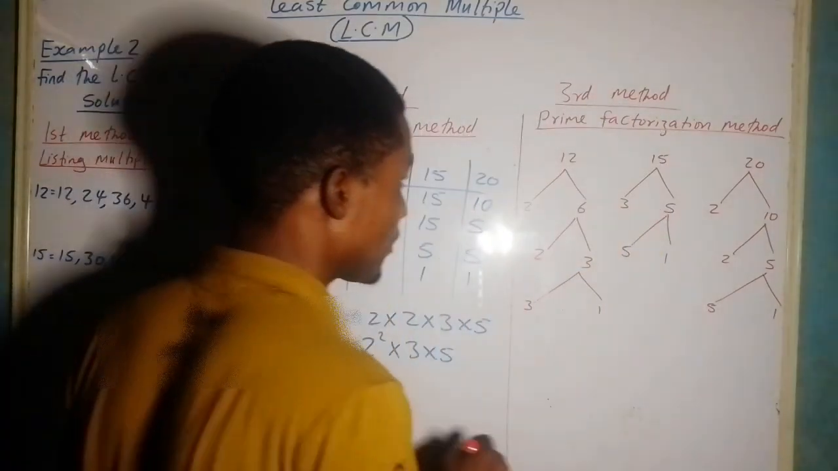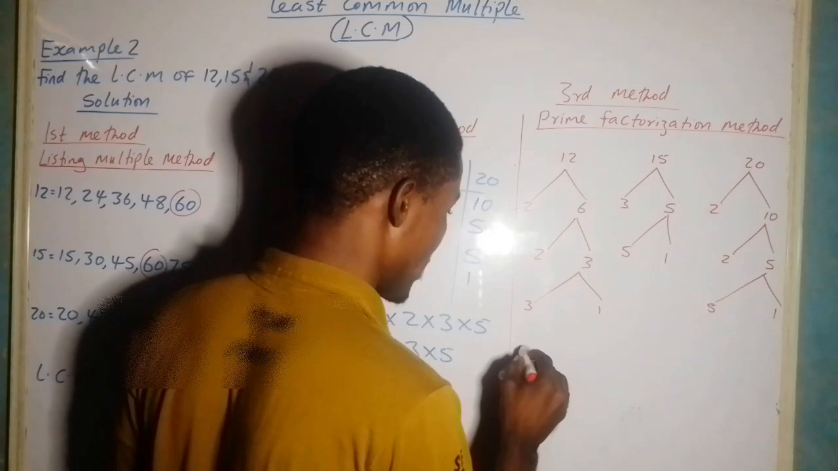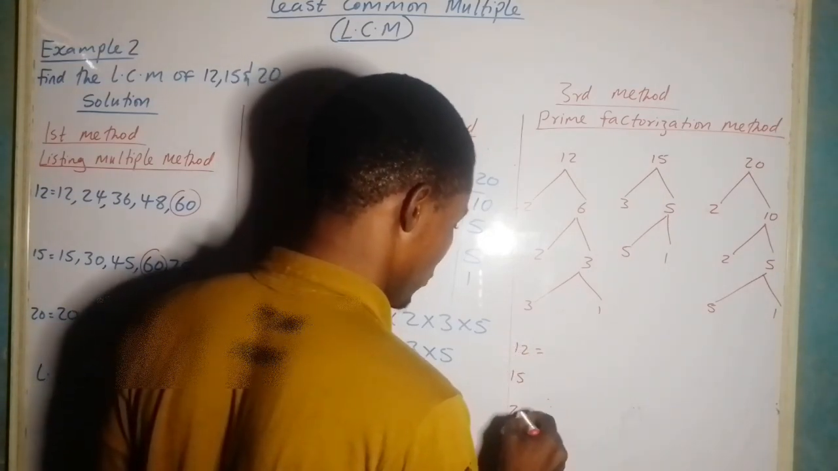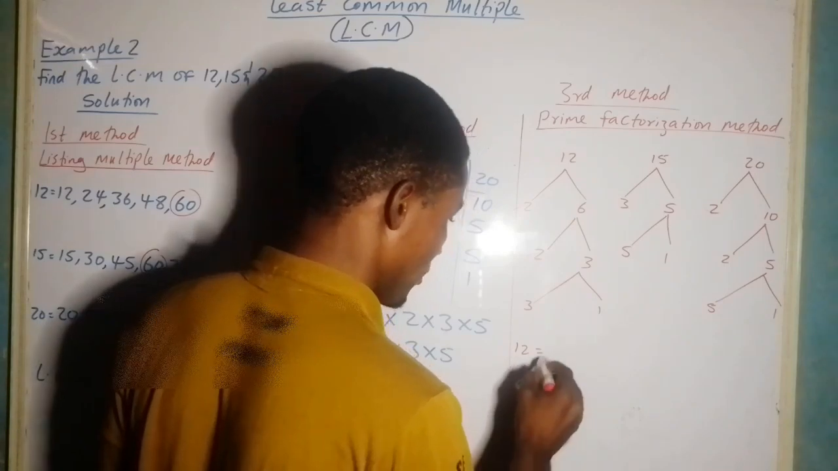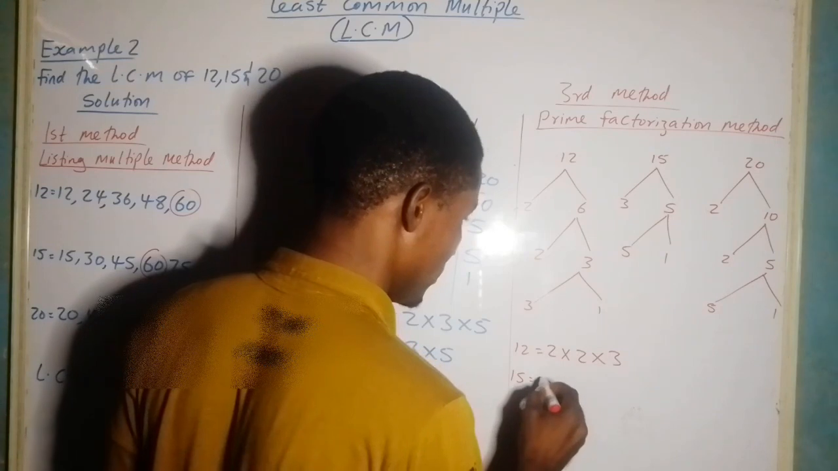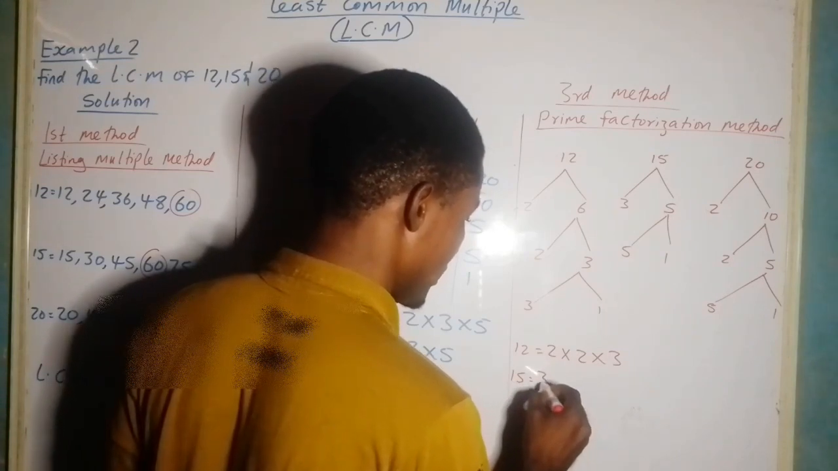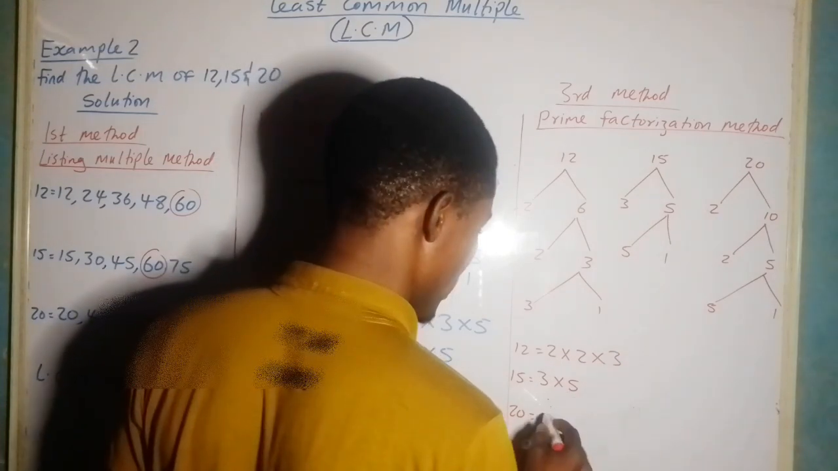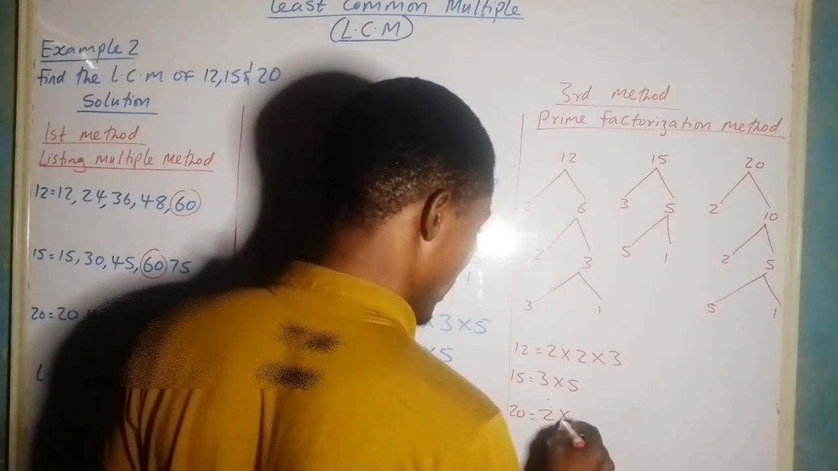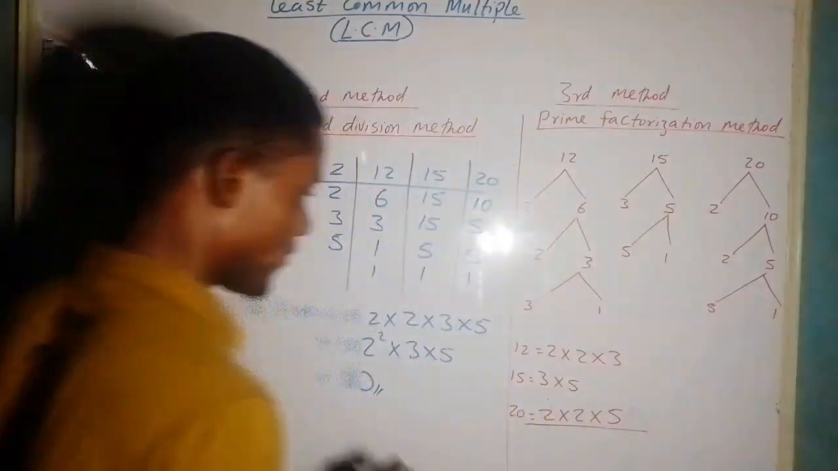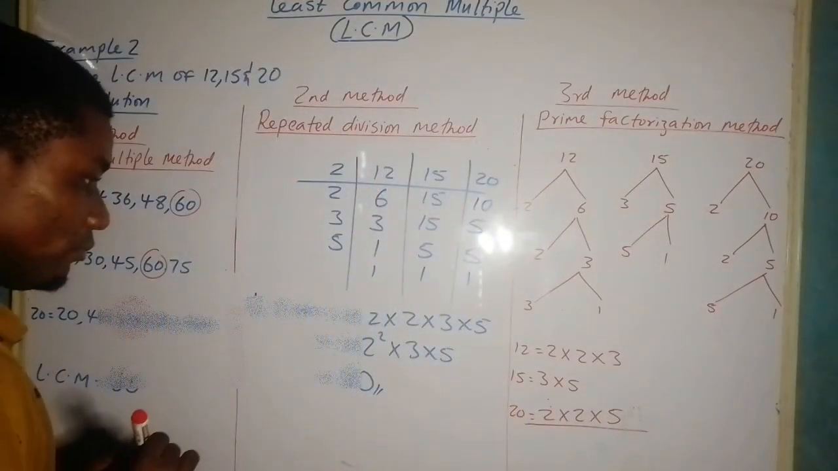Now let's list out the prime factors here. So we have for 12, for 15, for 20. We have 2 times 2 times 3. The next one is 3 times 5. The next one here is 2 times 2 times 5. Now let's find the factor.